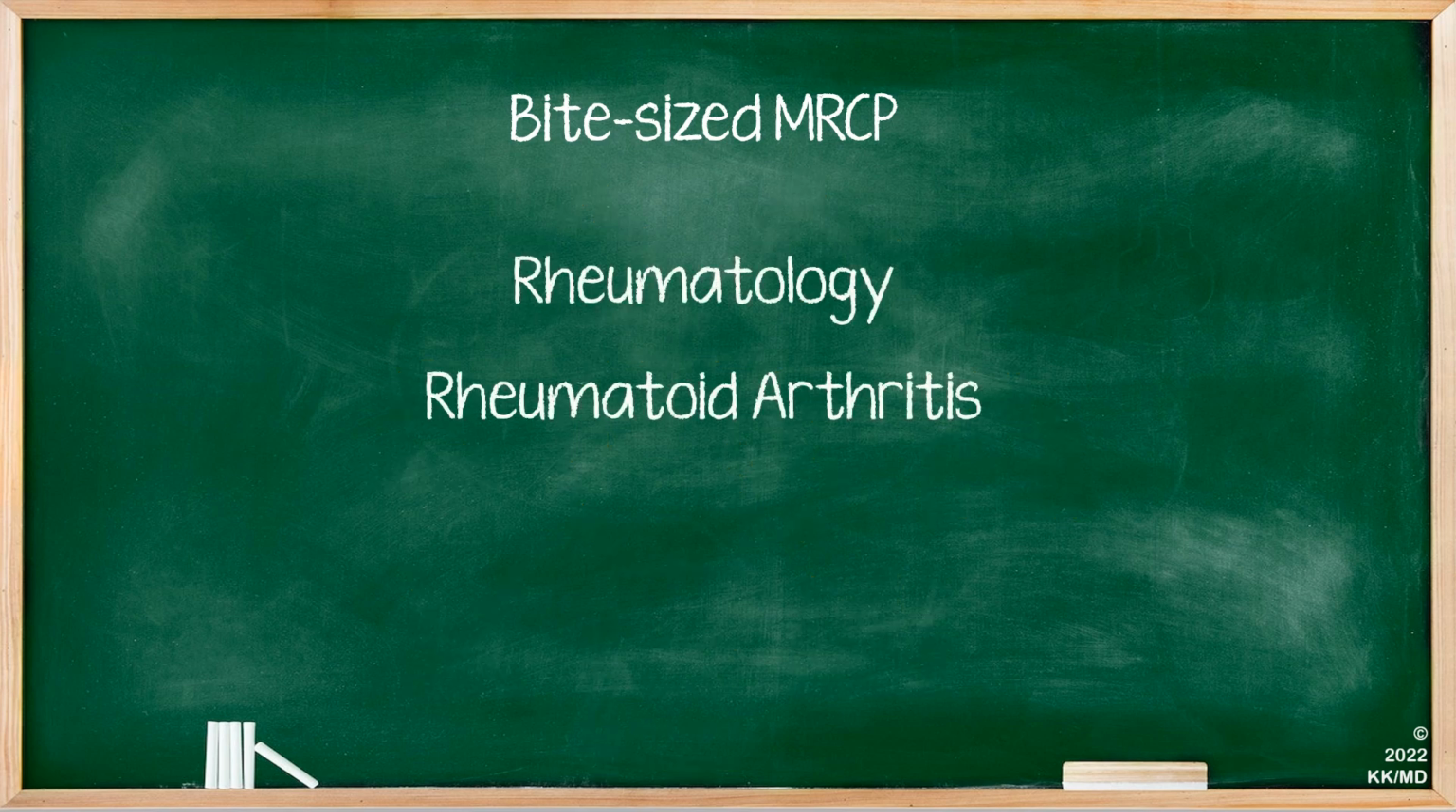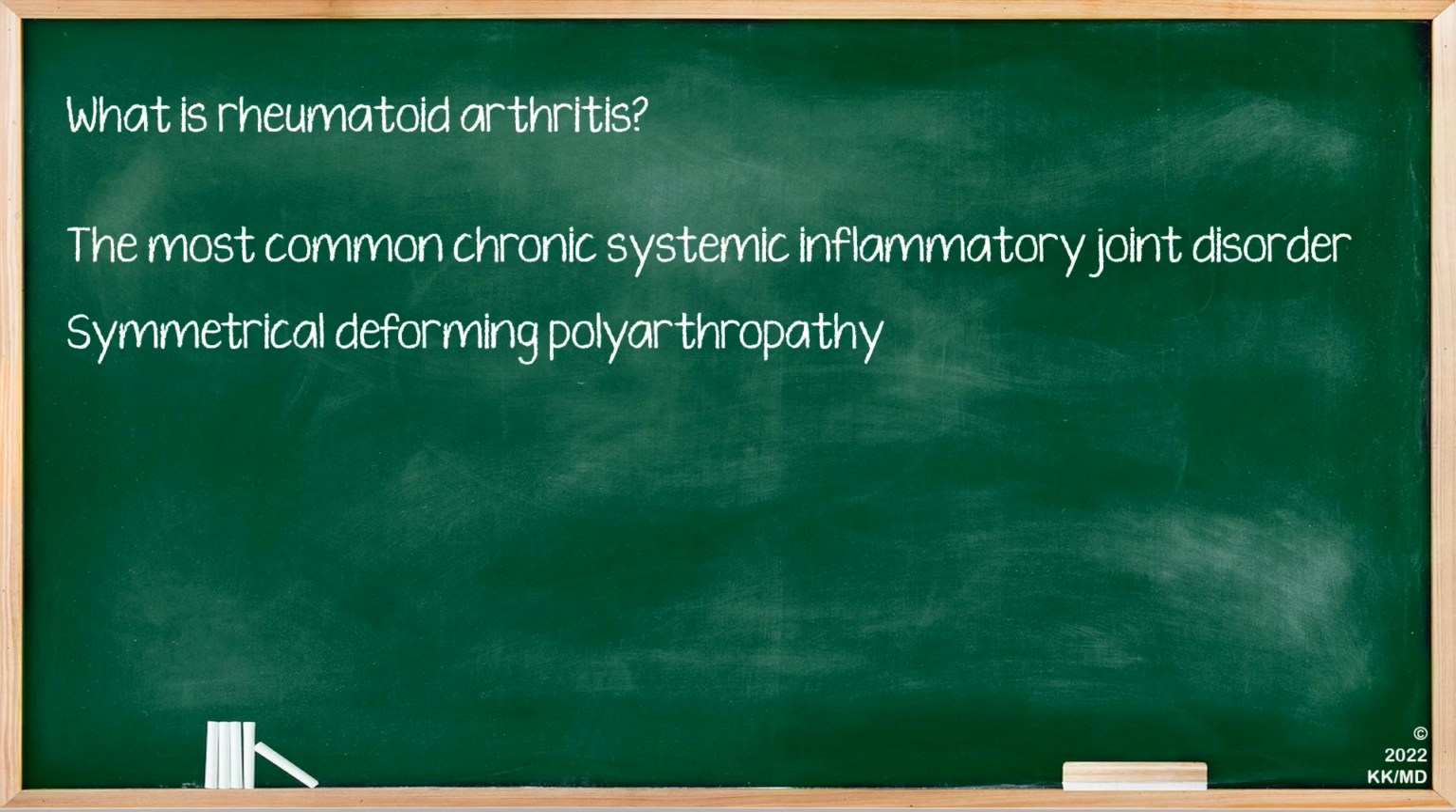Today, we will be covering rheumatoid arthritis, which is part of the Rheumatology module of MRCP. So, what is rheumatoid arthritis? It's the most common chronic systemic inflammatory joint disorder with a symmetrical deforming polyarthropathy pattern in its clinical features.